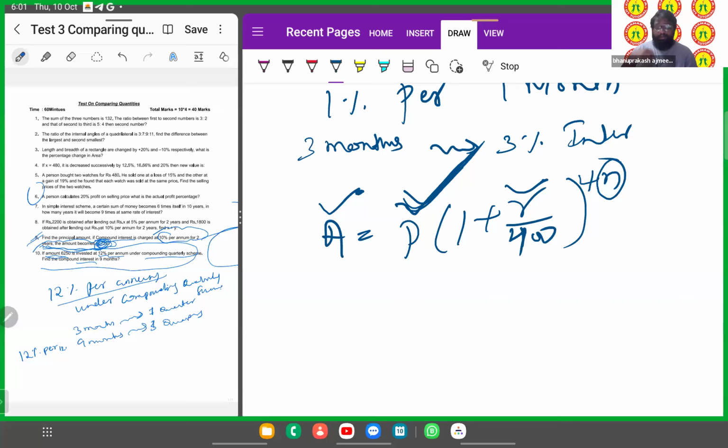So how to find the compound interest? Amount is equal to principal plus interest. So interest is equal to amount minus principal. You will get how much interest was actually added to the principal. Please calculate and send your answers in the chat box.